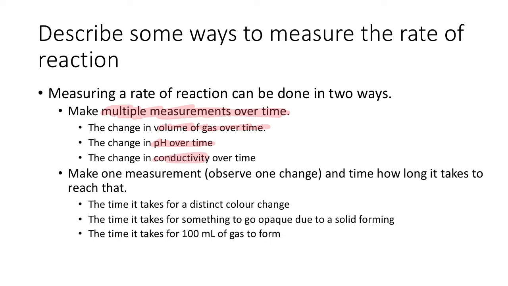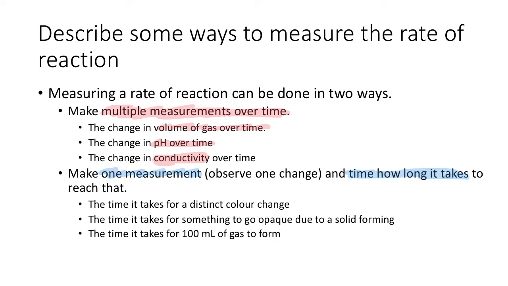Or you can even do conductivity. See whether the presence of ions is increasing or decreasing over time, then your conductivity is another way to measure the rate of reaction. Those are possible ways to measure rates of reactions if you're making multiple measurements over time. Alternatively, you can make just one measurement and time how long it takes. That might be something like, I know this reaction is going to go from purple to colorless, so how long will that take?